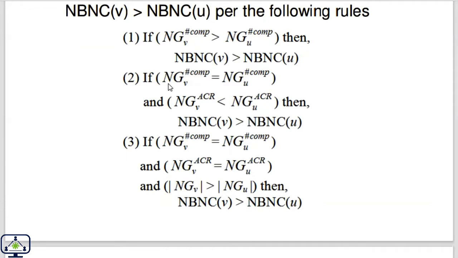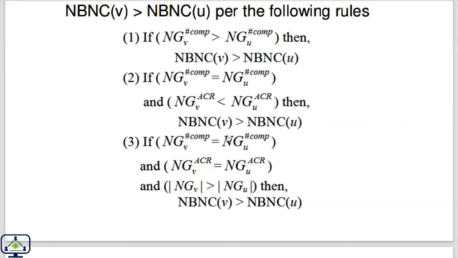If there's a tie in the number of components in the neighborhood graph, then we give preference to the second entry: if the algebraic connectivity ratio for vertex V is less than that of vertex U. So they are tied on the first entry, the number of components in the neighborhood graph, and then we go to the second entry. Again, we want to give preference to nodes that have a sparse neighborhood. That node will play the bridge node role more strongly compared to a node that has a dense neighborhood. So if the algebraic connectivity ratio is smaller for the neighborhood graph, then that node should be ranked higher compared to a node that has a relatively larger algebraic connectivity ratio.